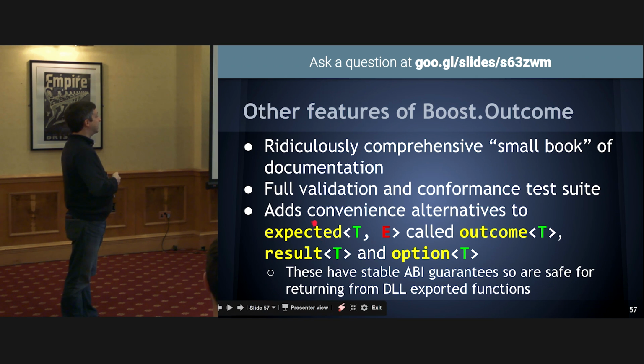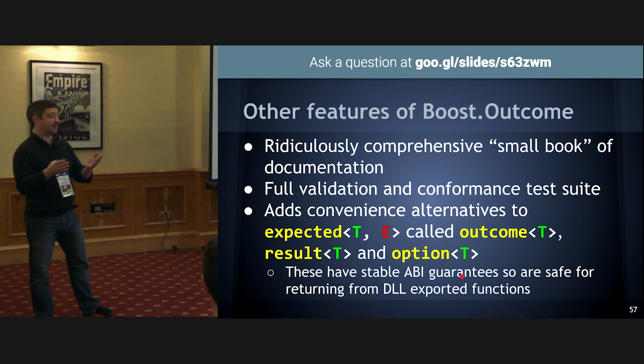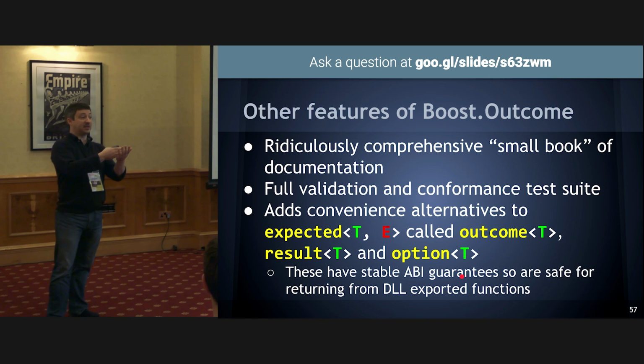I have a very full validation conformance test suite. It goes through every single possible combination and tests lots and lots of different stuff. I have these convenience alternatives called outcome, result, and option. These come with stable ABI guarantees because one of the big things you'll find when you're using expected is that you'll end up returning it from a lot of external functions.